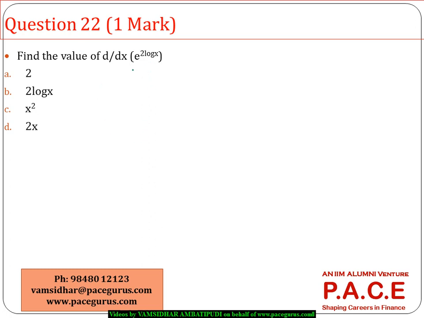One of the easiest questions. E power 2 log x, I can very well write it as e power log x squared. So e power log x squared base e is nothing but x squared. So the dy by dx of this is nothing but 2x. So probably I can directly mark D as the answer choice for this question. One of the straightforward questions in this. So I can look out marking 2x as the answer for this question.